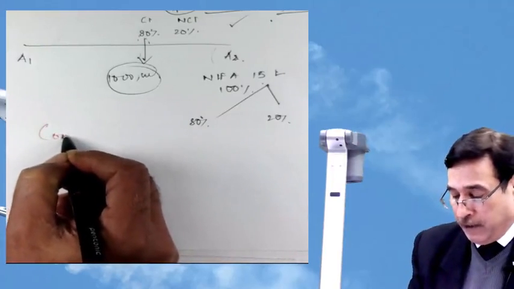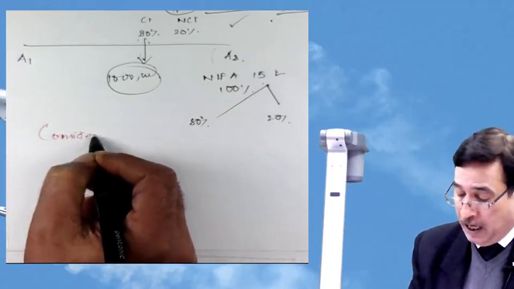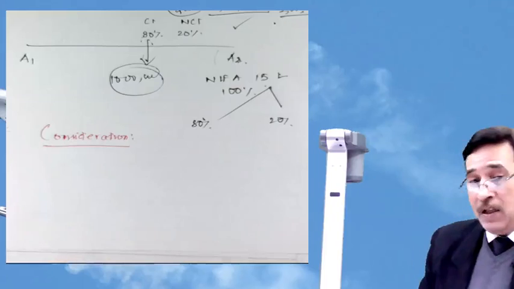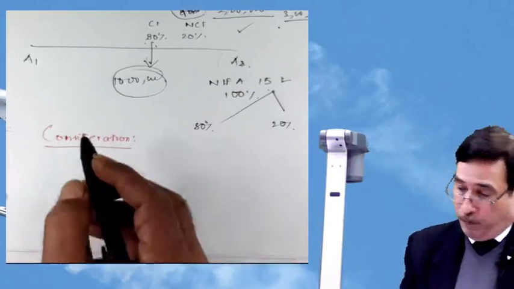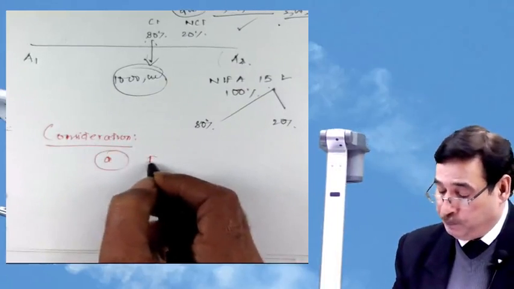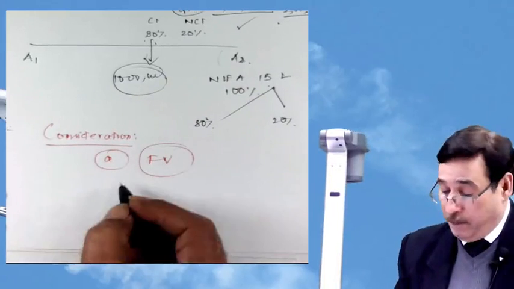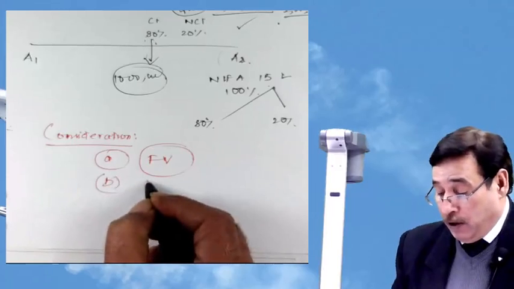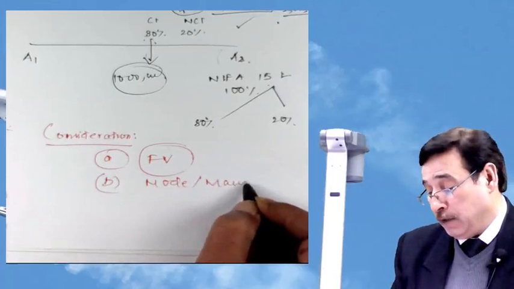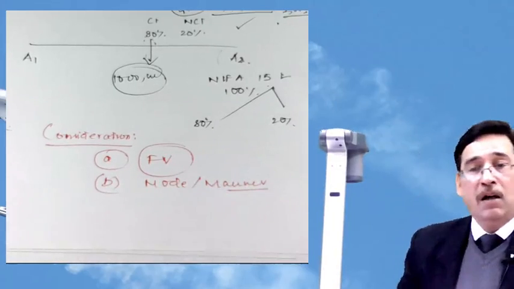The standard also provides some guidance with respect to consideration. I told you earlier also. The consideration which the acquirer company will pay will always be measured at fair value. Number two, your mode of payment could be anything. Mode and manner could be anything. Is it clear to you?